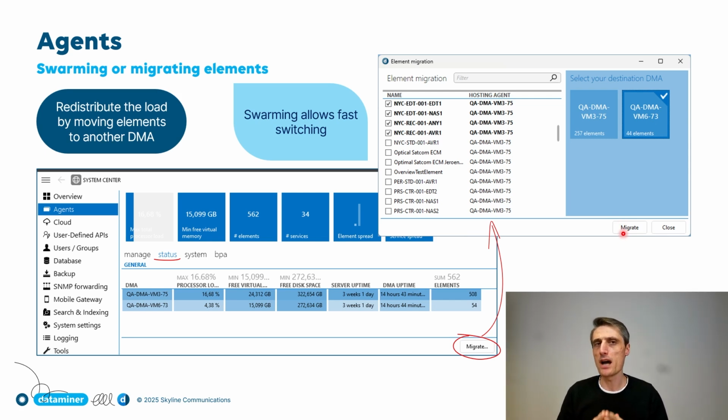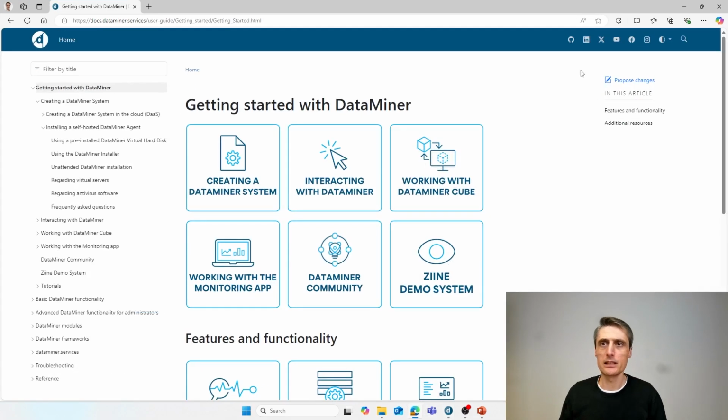Now, this is a migrate action, which means that the elements from agent 1 will be taken into a package and transferred to the 73 and installed onto the 73. That is because this system is not yet swarming enabled. If your system is not swarming enabled and it still has the migrate button there, well, then you might need to take a look. Let's take a look here.